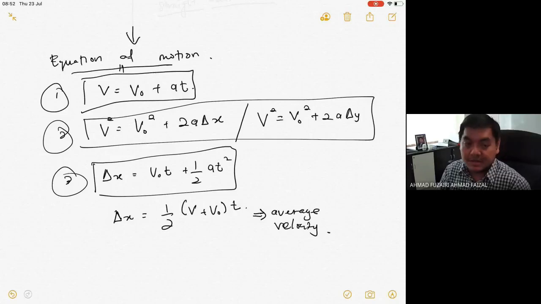Motion maksudnya apa? Pergerakan. Motion, to be specific for this topic, will be motion in one dimension, meaning you have one axis at one particular time. So awak selesaikan masalah dalam satu axis pada satu masa sahaja. Dia tak ada percampuran, doesn't involve x dan y pada masa yang sama, because that's considered two-dimensional equations, motion in two dimensions.